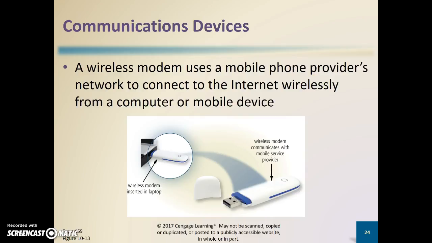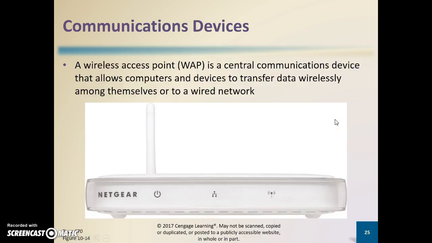Wireless modems can be used, and it uses a mobile phone provider's network to connect to the internet wirelessly from a computer or a mobile device. This is just an example of a wireless modem. This is a wireless access point, and you probably have something like this at your very home. And it's a central communication device that allows computers and devices to transfer data wirelessly.